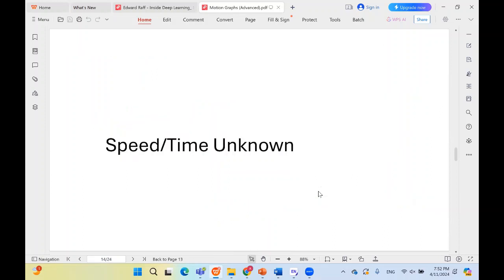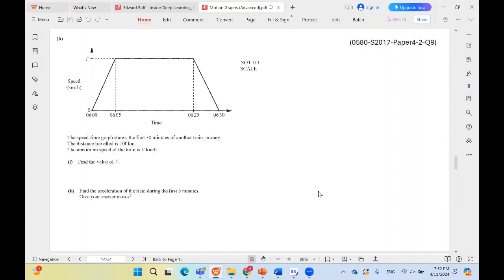Next, we move on to problems where the speed or the time are unknown. The speed time graph shows the first 30 minutes of another train journey. The distance traveled is 100 kilometers. The maximum speed of the train is V. Find the value of V.